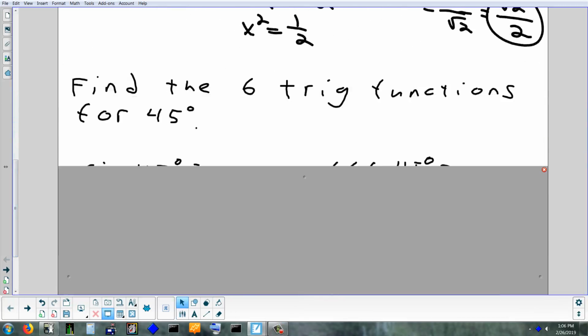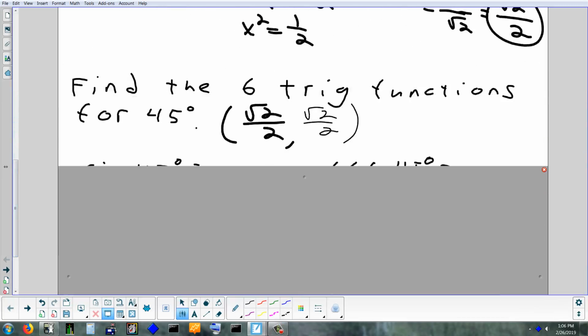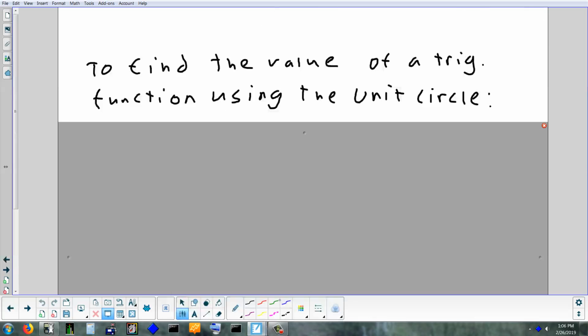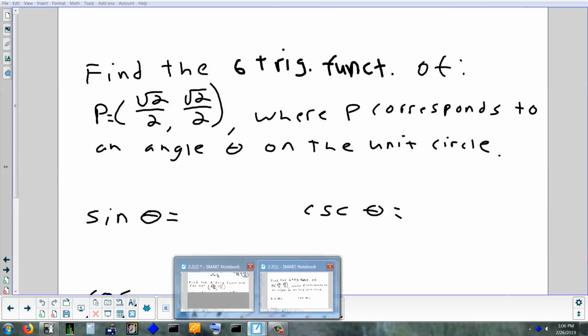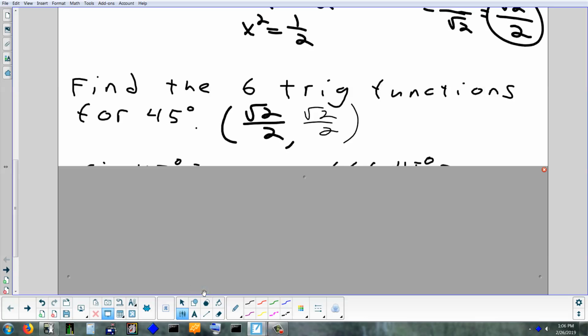Mike? Square root 2/2. Yep. Comma? Same thing. Square root 2/2. So the coordinate is square root 2/2, comma, square root 2/2. If we go back to our notes from yesterday, we already did this problem. This is the exact same problem we did. The only difference is yesterday, I gave you this coordinate. Today, you figured it out. Okay? For those that weren't here, we can go through it just to practice it.